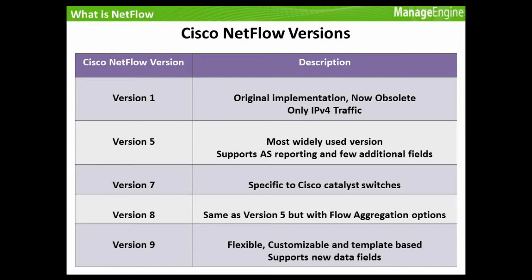And version 9, that is the latest version. It's also called flexible NetFlow. Flexible NetFlow is customizable, template-based, and supports new data fields. You can export not just the traditional information that was available with version 5, but new information like MPLS headers, MPLS labels, IPv6 traffic, NBAR information, QoS information, specific information about your live rich media traffic, all of these. So these are the different NetFlow versions.